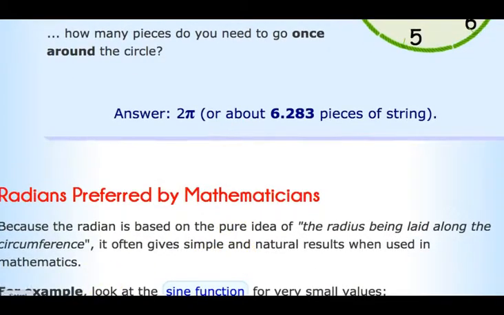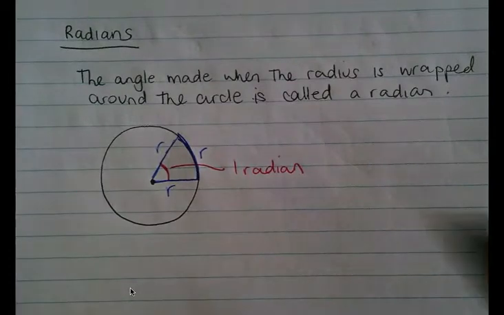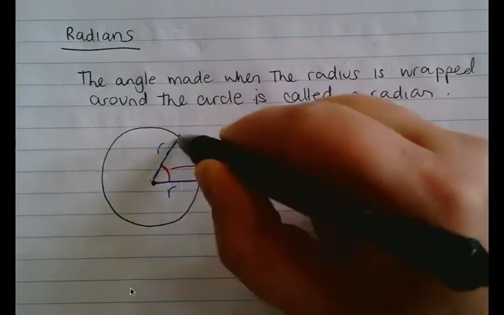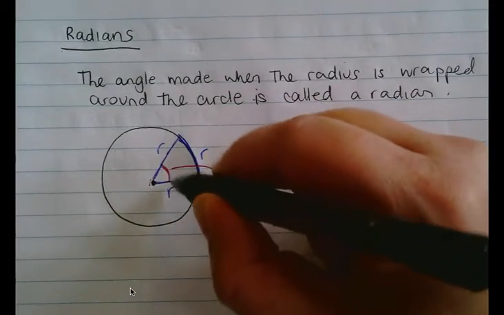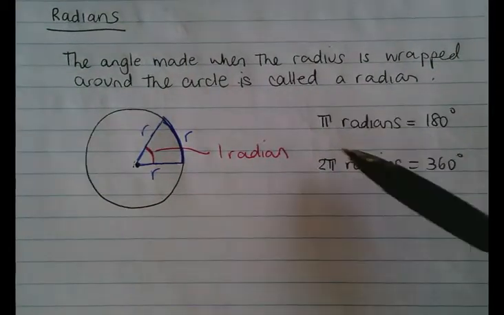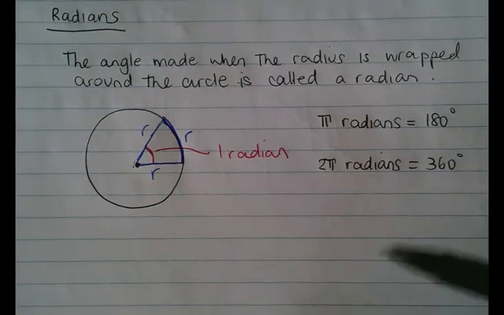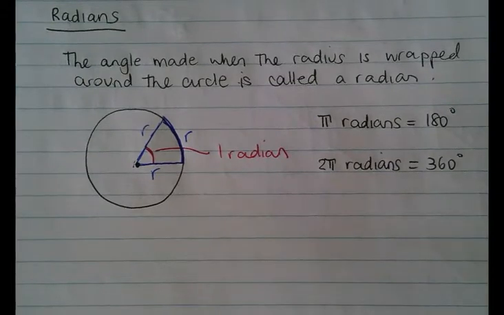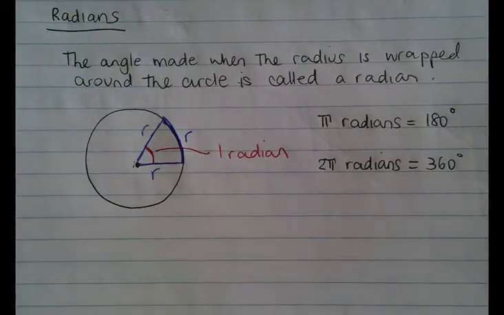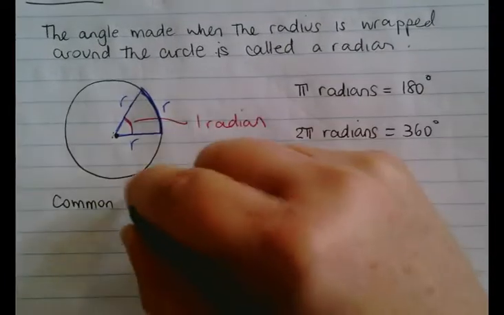Okay? The angle made when the radius is wrapped around the circle. So that's the radius. If I then take that length and wrap it around there, come back here with another radius, this angle that's subtended there is called a radian. We need to know that pi radians is 180 degrees. So we say pi radians, so we know we're measuring in radians, and we know we're measuring in degrees because I've got the little degree symbol. Pi radians is 180 degrees, and 2 pi radians is a full revolution, 360 degrees.